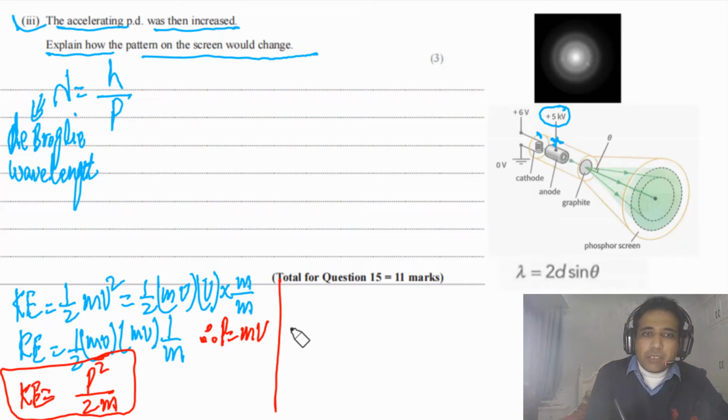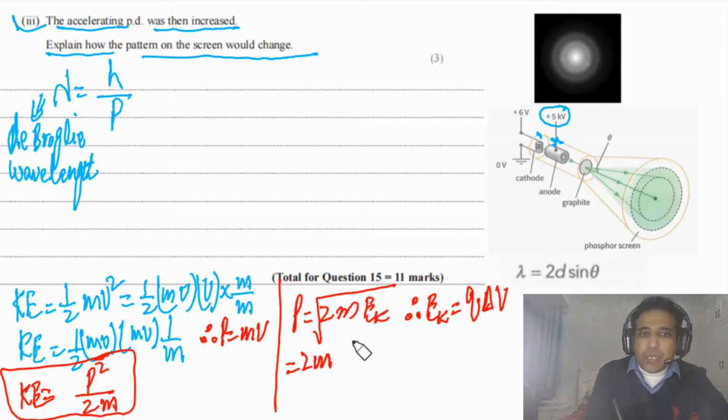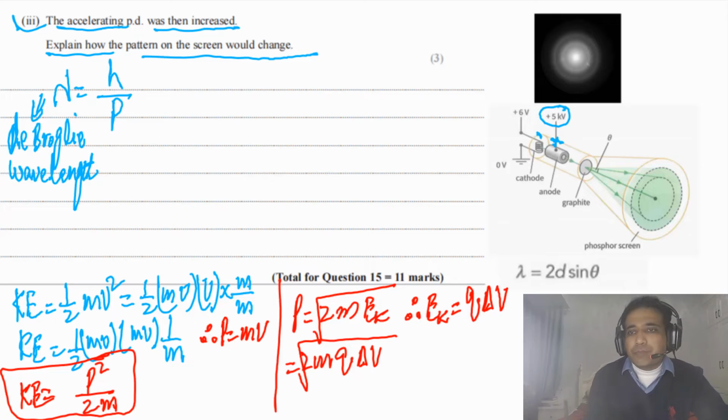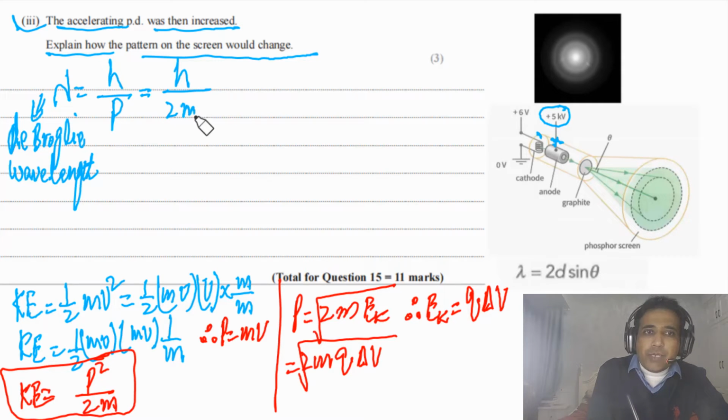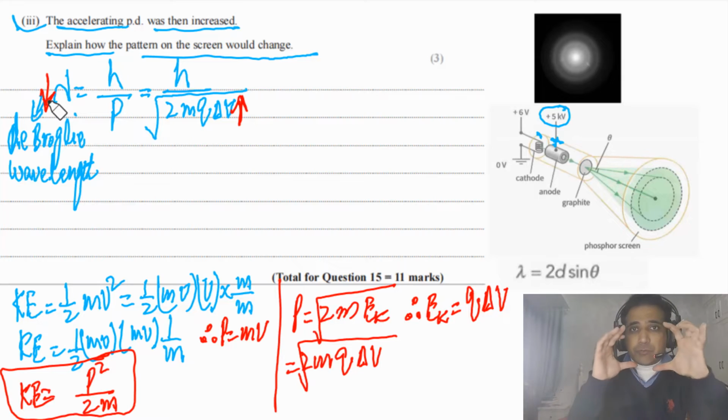From here we can say momentum will be equal to the root of 2m Ek. But we have already discussed that kinetic energy is equal to q times delta V. So we can write 2m, and Ek you can replace with q times delta V, all under the root. Now we understand how momentum is linked with PD. So lambda equals h divided by the root of 2m q delta V. So if PD increases, lambda will decrease, and if lambda decreases, the diameter of circles decreases.